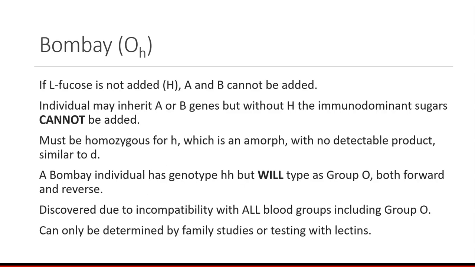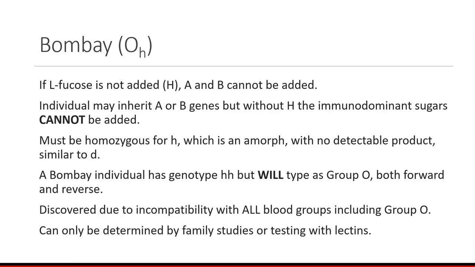And this can cause a really big deal in paternity testing when you have a group O mom and a group O dad, but you have an A baby. And this could be that they may be this very rare genotype of Bombay. You must be homozygous for little h, which is an amorph with no detectable product. It's similar to little d. If H is present, H will be expressed, no problem. But if you're homozygous for little h, big problem.